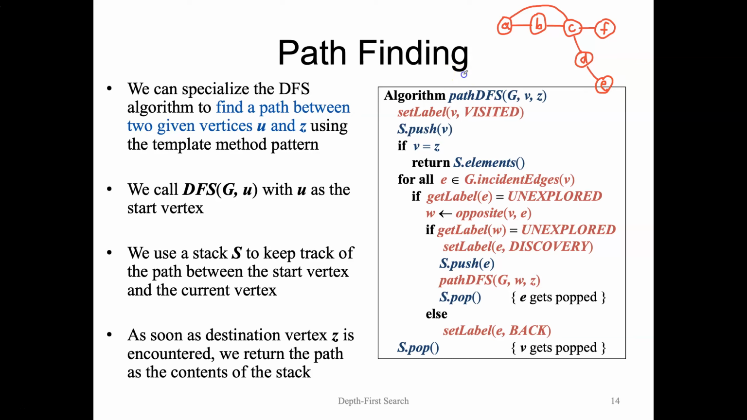So for example, here's our stack S, and let's say we start at vertex A and we want to find a path to vertex F. So I'm going to label each edge just based on in what order we would encounter it along a DFS traversal.